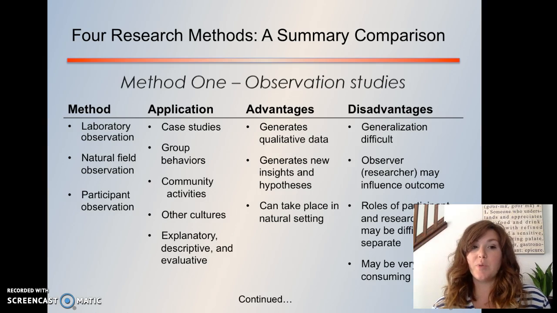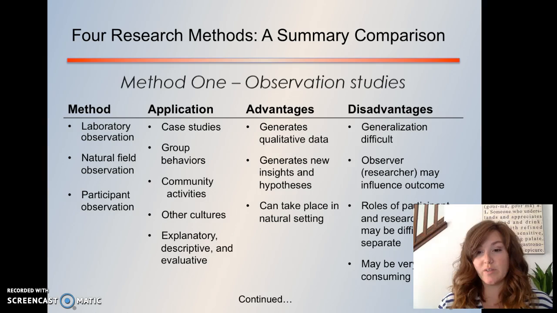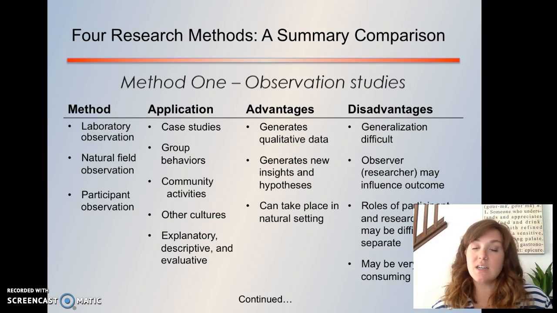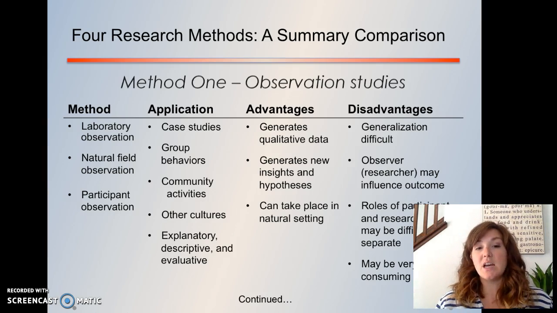So the method, it has to be a laboratory observation, or it could be a natural field observation, or it could be a participant observation. You can use case studies, group behaviors, community activities, or other cultures. The types of research that you can use are explanatory, descriptive, and evaluative.